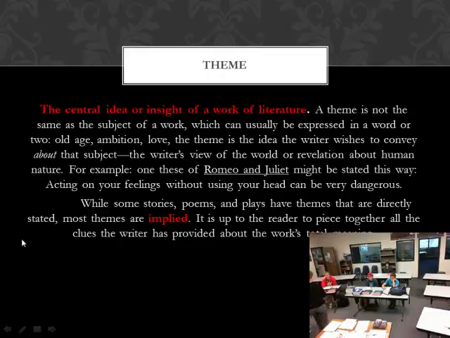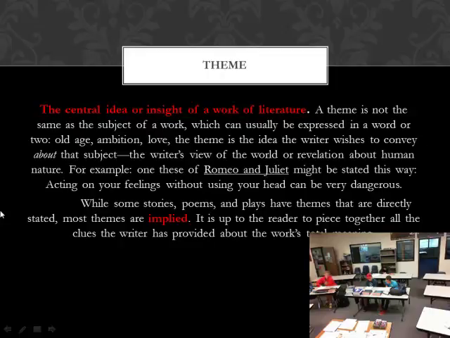So, let me give this to you. I want to talk about theme a little bit today, because theme can be tricky. Theme is not what a story's about. Theme is a little more complicated than that. And if you lose this, it's available on D2L. For you, Patrick. So, I'll just read right off it. Theme is the central idea or insight of a work of literature. A theme is not the same as the subject of a work, which can usually be expressed in a word or two. Old age, ambition, love.